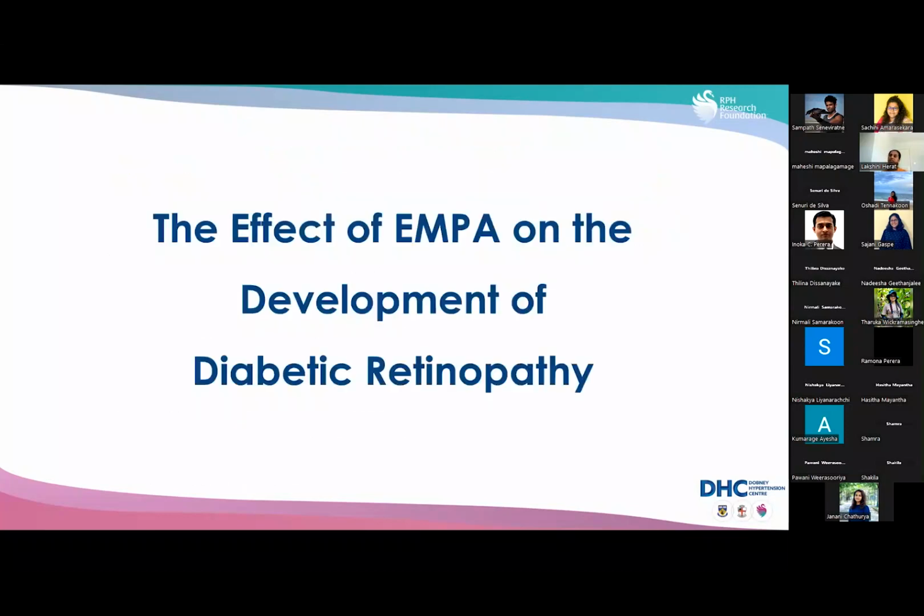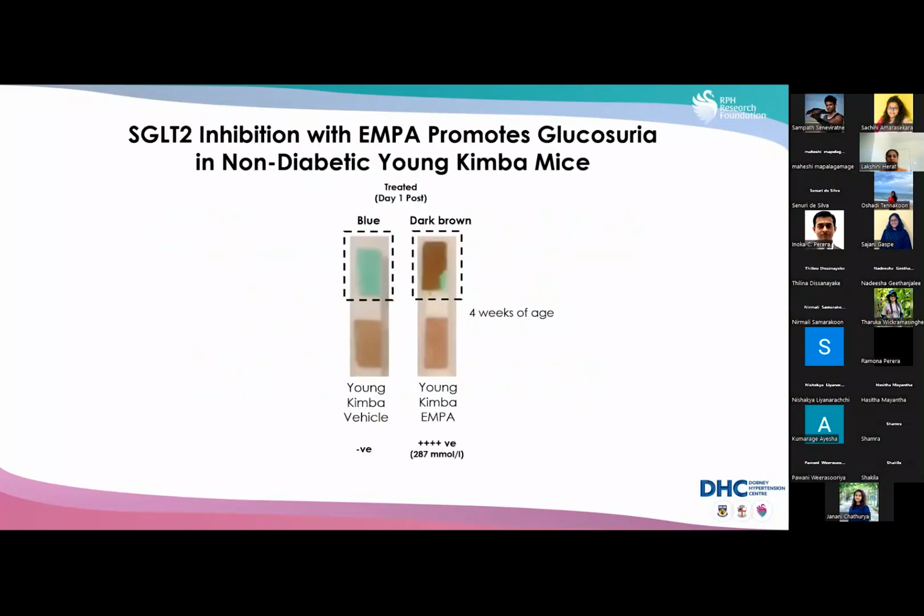So first, I will present to you the findings from our first study, which is the study looking at the effect of EMPA on the development of diabetic retinopathy. So just keeping in mind that these mice are quite young, they start at the age of 4 weeks and they get treated for a period of 8 weeks with the SGLT2 inhibitor EMPA or with vehicle.